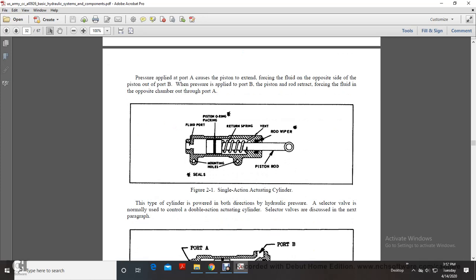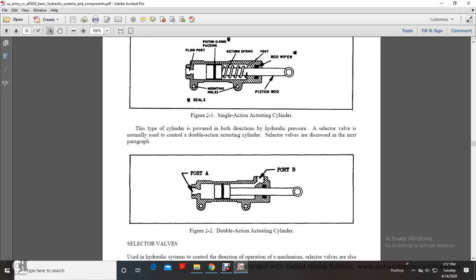The double action type of cylinder is operated in both directions by hydraulic pressure. A selector valve is normally used with the double action actuating cylinder. Selector valves are discussed in the next paragraph. Alright, Figure 2.2 shows the double action actuating cylinder, port A, port B.